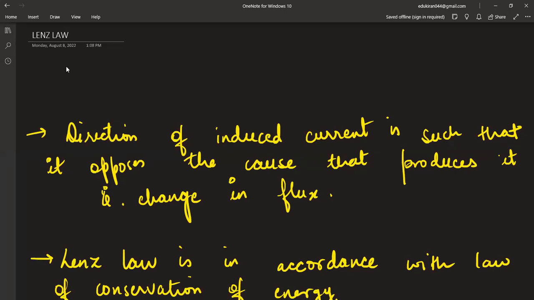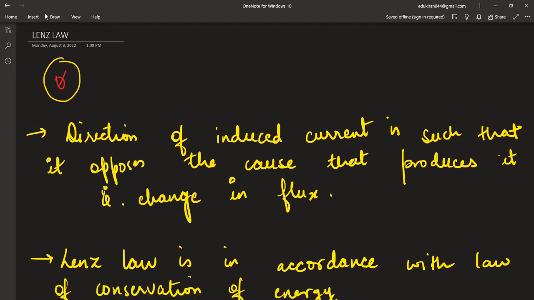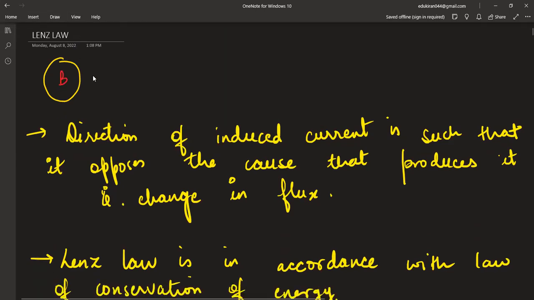Now see, suppose this is a coil. Here, this is having some magnetic field lines. Let's say I've increased the magnetic field lines. Increasing magnetic field lines will have increasing flux. Now, when the flux increases, there is an induced EMF in the circuit and induced current.